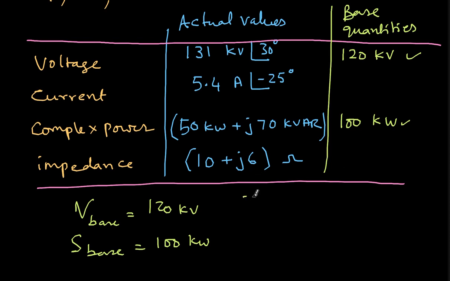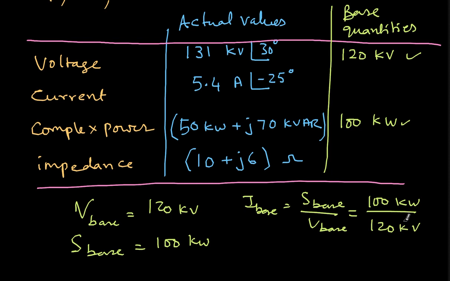So how? I base current will be nothing but S base by V base, because S is nothing but V into I. To maintain that relation, we'll have to do that. So what about V base into I base conjugate? As I said, these are all real numbers, so we don't worry about defining it as a conjugate. So let me calculate this. S base is 100 kilowatts divided by 120 kilovolts. So kilo will get cancelled. Watts by volts is actually amperes, and then 100 by 120.